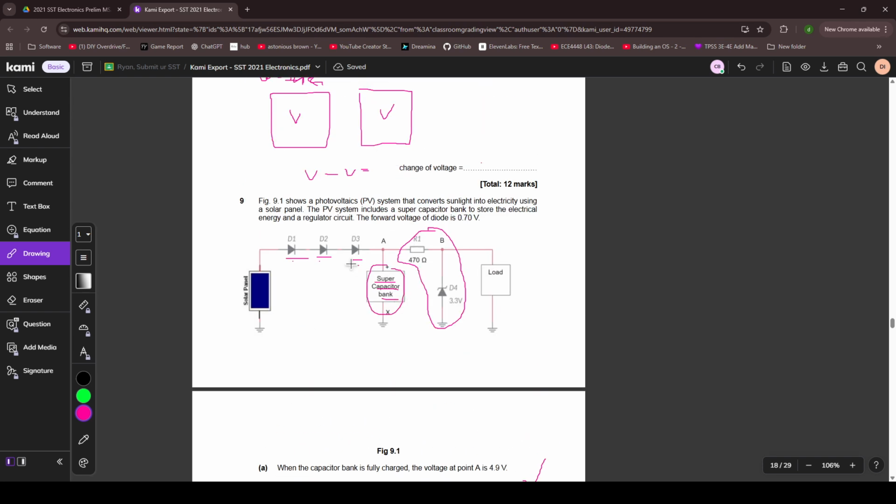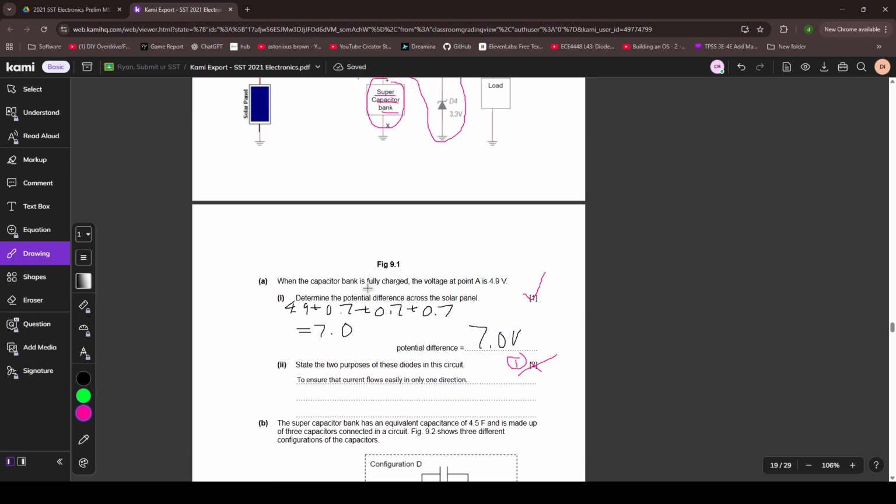So yeah, the other reason is because these diodes actually eat up the voltage. So their purpose is to regulate and decrease the voltage inputted to the supercapacitor bank. So yeah.